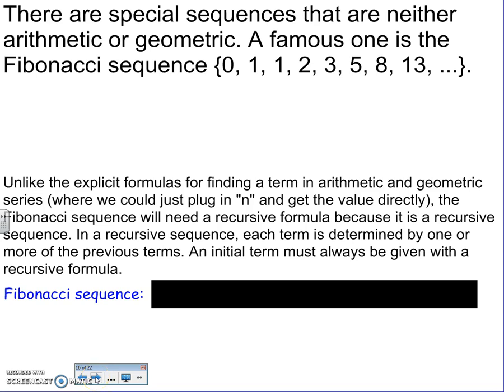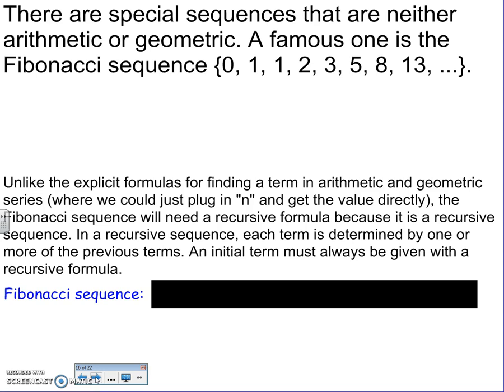So there are special sequences that are neither arithmetic nor geometric. A famous one is called the Fibonacci sequence. It's 0, 1, 1, 2, 3, 5, 8, 13, and then 21, and then 34, and it goes on forever.